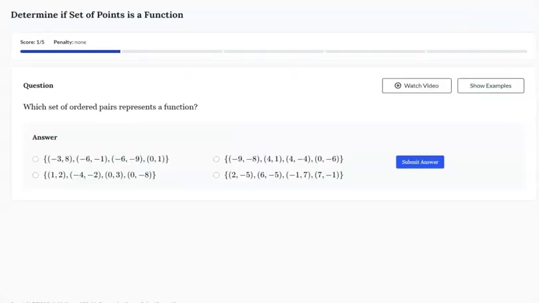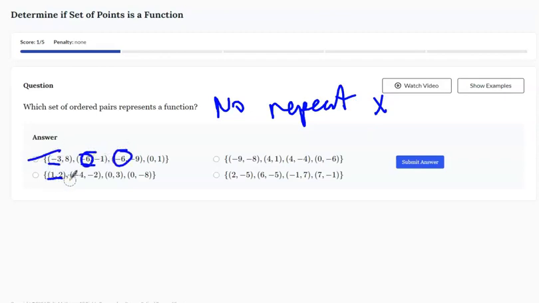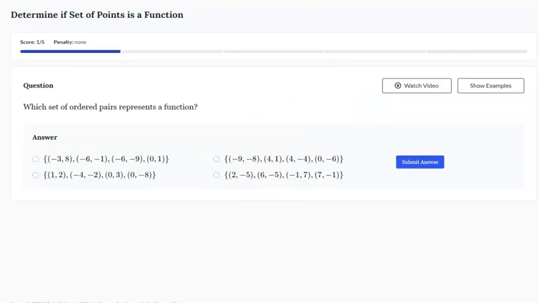Again, you are looking for repeating x's. This one says which one is a function. Which one has no repeating x values with different y values. So let's see. There's a repeat, so that's out. There's a repeat, so that's out. There's a repeat, so that's out. These are all unique. So this is our function.